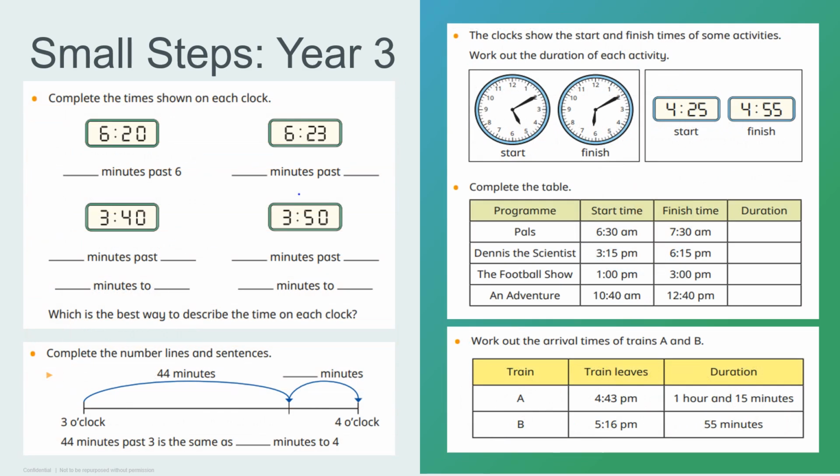Examples for year 3, how they begin to look at telling the time on a digital clock. So they'll see lots of real life examples, lots of images to help them understand and to visualise what it will look like. They'll also do things like using number lines to help them complete sentences. So 44 minutes past 3 is the same as how many minutes to 4, for example. And you can see that they might do things like completing tables for how long an activity is taken, or working out the arrival time of a train between 2 different destinations, as an example.